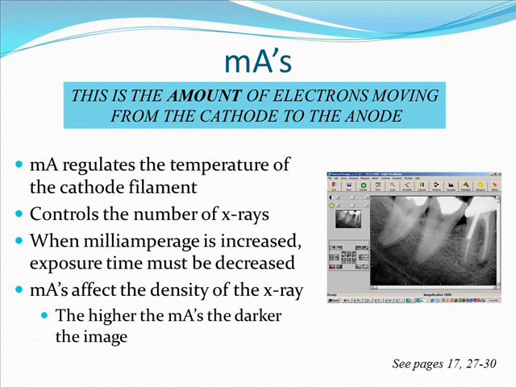When milliamperage is increased, exposure time must be decreased. If we increase the number of electrons, the more electrons we release, that means the image is going to be darker. The darker the image is going to be, the less exposure time we want. So that's a good thing.